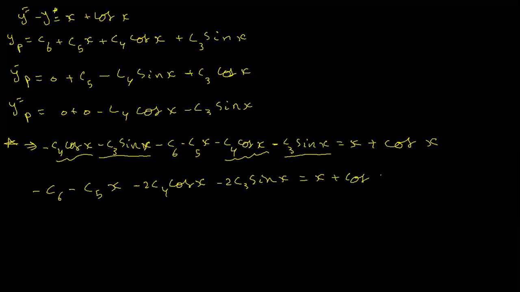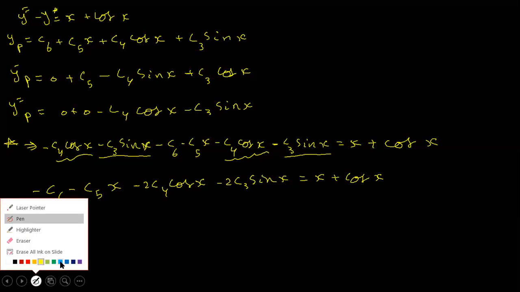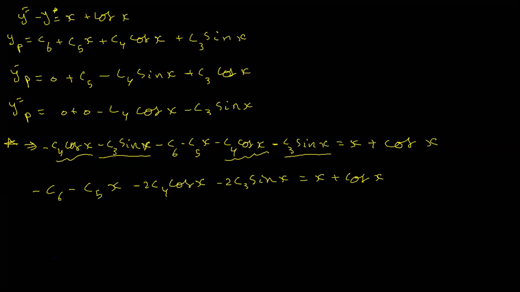Don't forget that your aim now is to determine the value of those constants to specify the YP. Any question before I continue? Any question? Now to find those constants, I'm going to equate between the coefficients in the left and right hand side. Let me equate between the coefficients of cosine first.